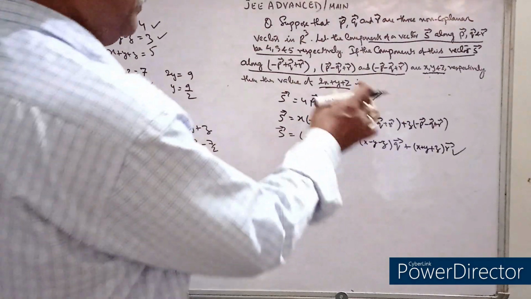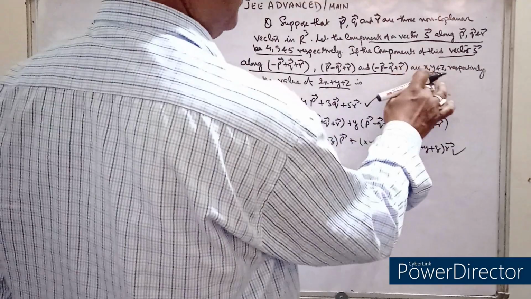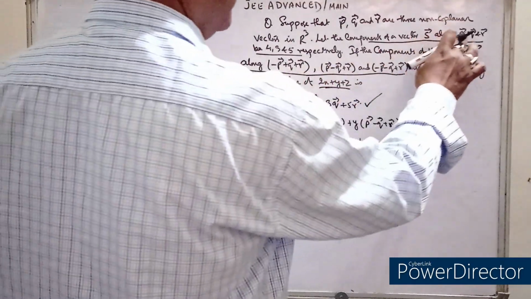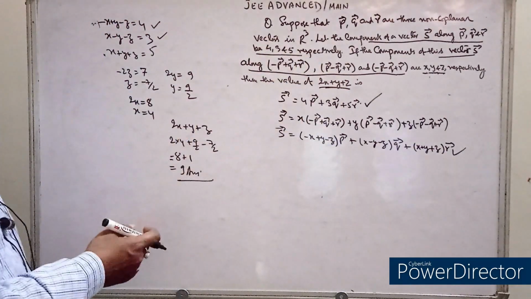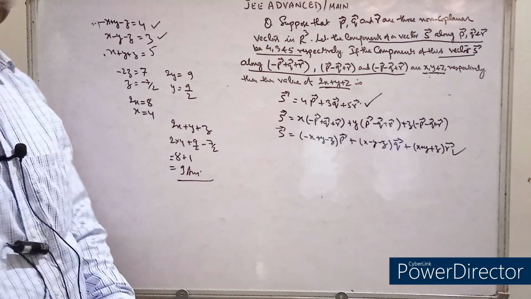The main technique here is that along these are the vectors and these are the components, and here these are the vectors and these are the components, the same vectors. This is a simple question but also an interesting question. So this is all about this question.